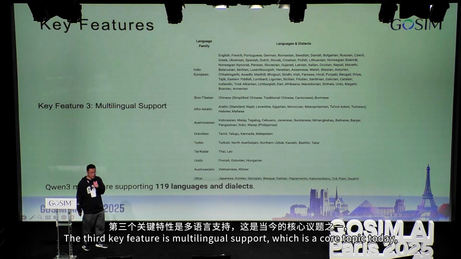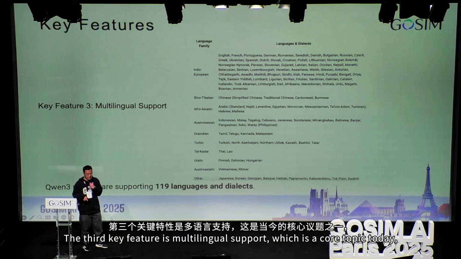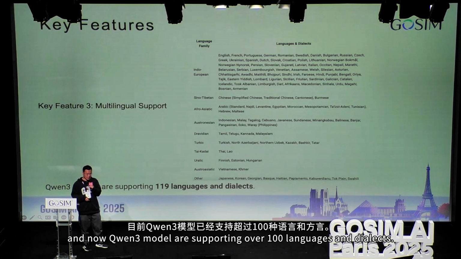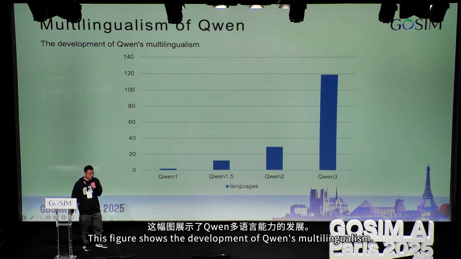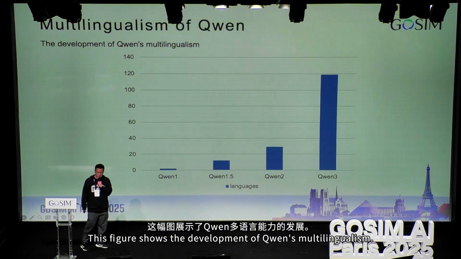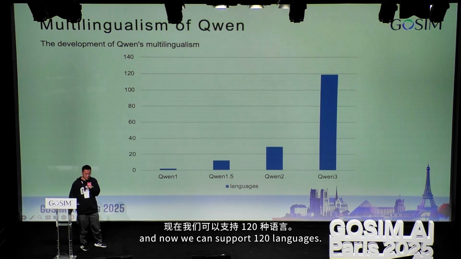The third key feature is multilingual support, which is a core topic today. Now Qwen 3 models support over 100 languages and dialects. This figure shows the development of Qwen's multilingualism. For Qwen 1, we only supported English and Chinese. But now we can support 120 languages.